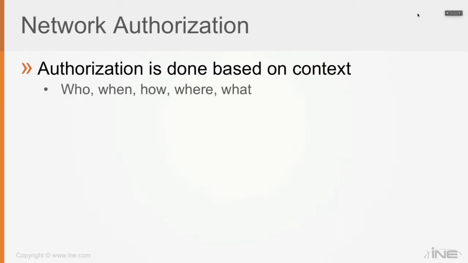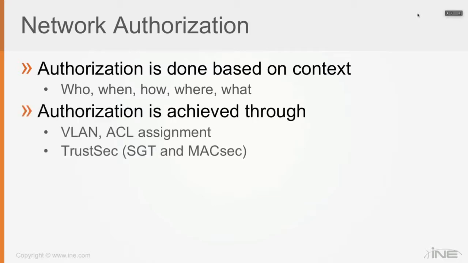The commonly used authorizations that ICE is going to push over to the authenticator to control network access are going to be VLAN assignment, so we're going to put that user in a specific VLAN, and ACL assignment to restrict what traffic that user can send in the network. Also commonly used but not widely deployed, because it's kind of a new technology, actually it's not a new technology, ICE can also authorize network access by using TrustSec. TrustSec means trusted security, and we're going to speak later on about that. It has two main components: SGT and MACsec.